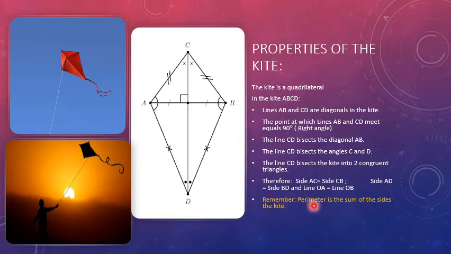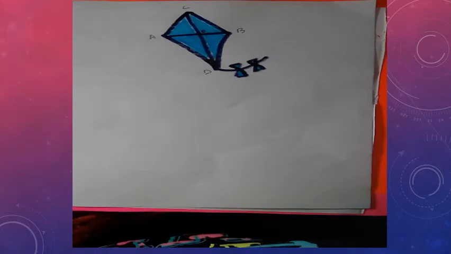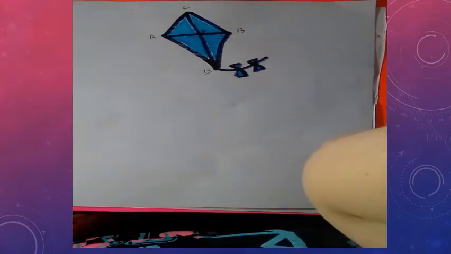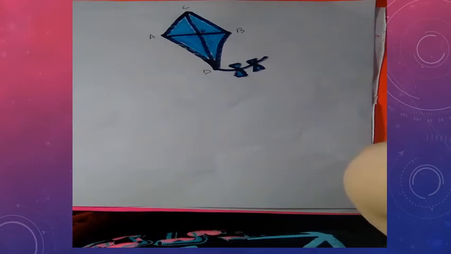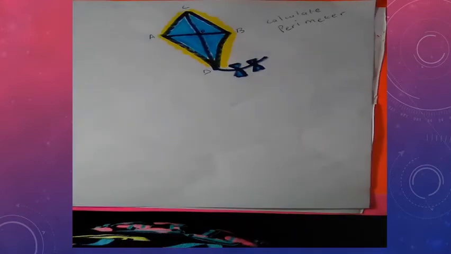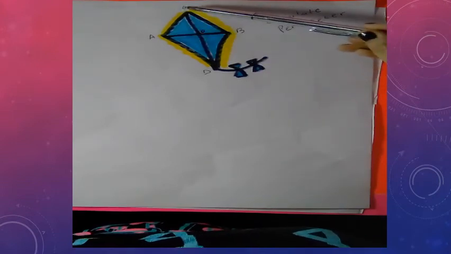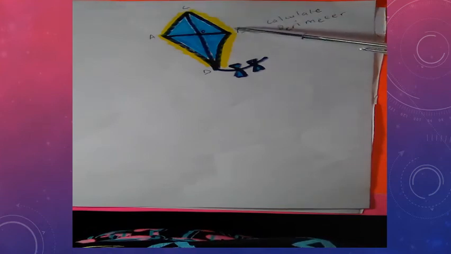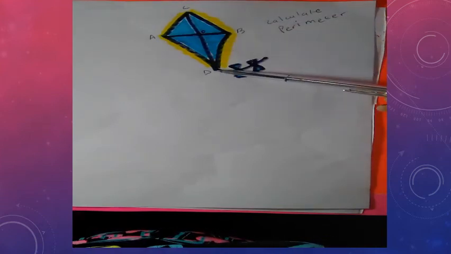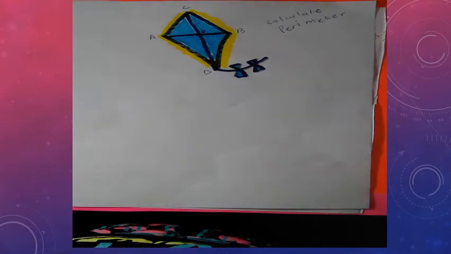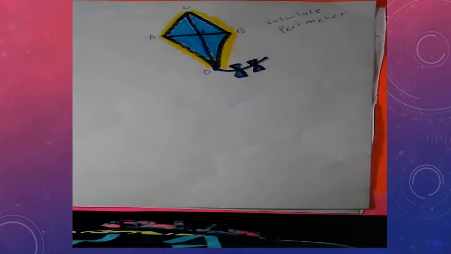Remember the perimeter. What is perimeter? It is the sum of the sides of the kite. So AC plus CB plus BD plus AD is the perimeter of a kite. Bearing in mind the properties of a kite, let's use the Pythagoras theorem to determine the perimeter of this kite. The perimeter is the sum of the sides of the kite. So AC plus CB plus BD plus AD is equal to the perimeter. The yellow line is the perimeter.